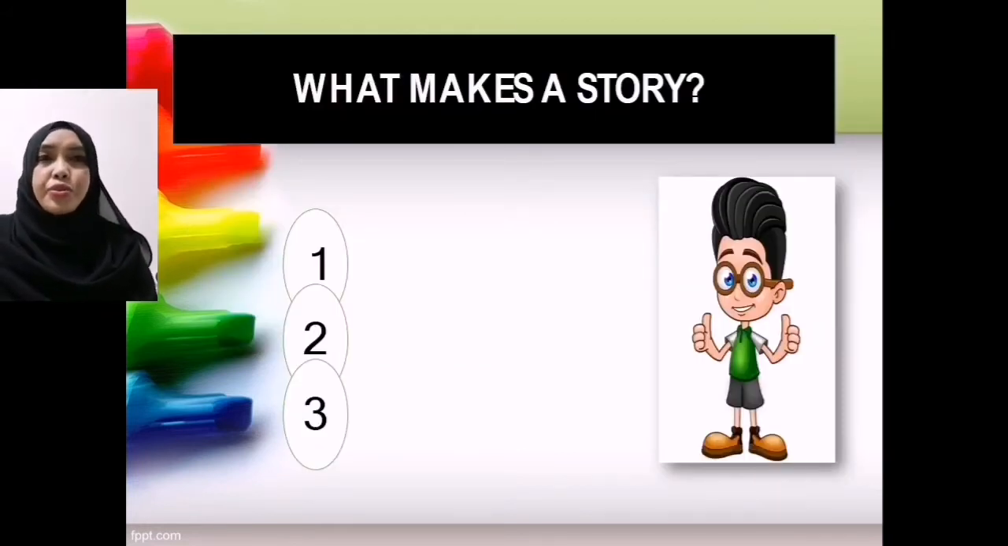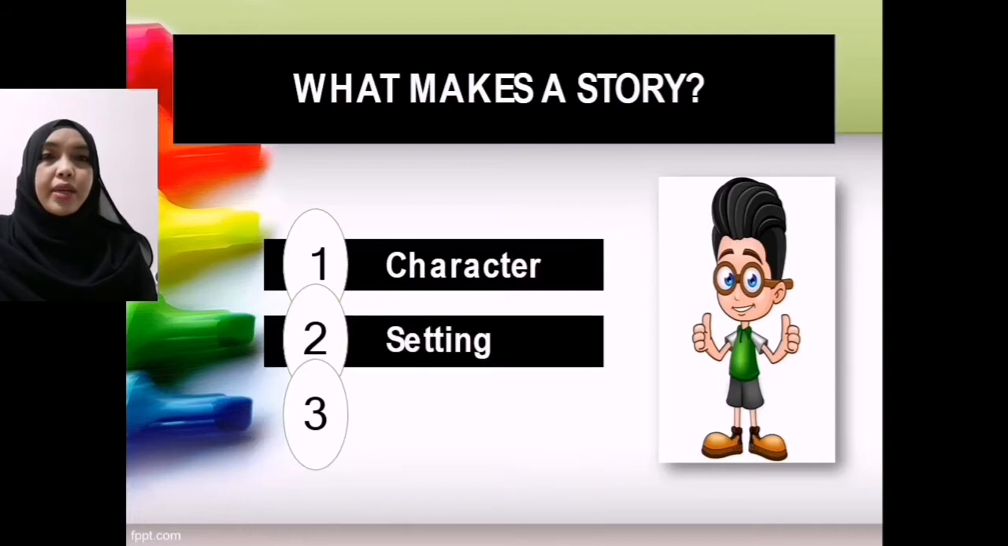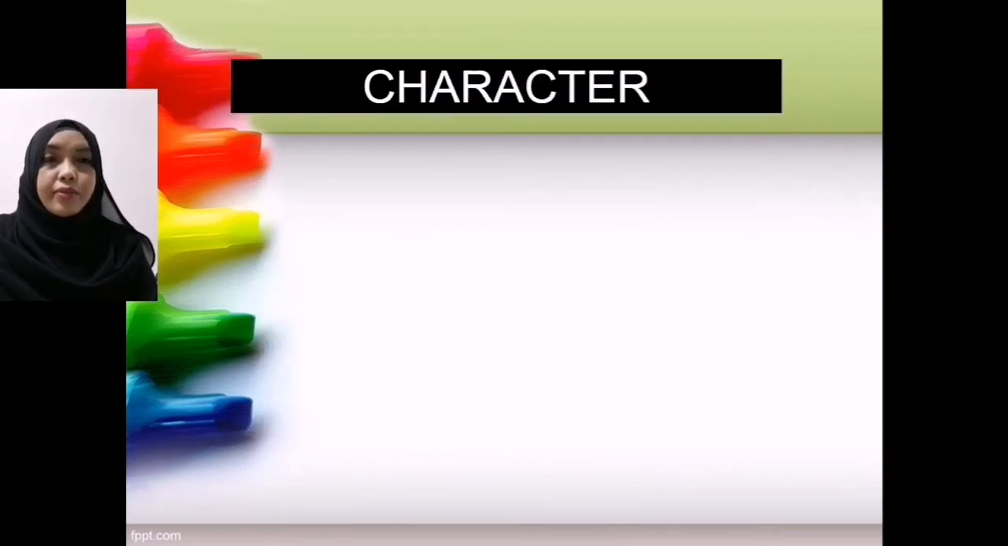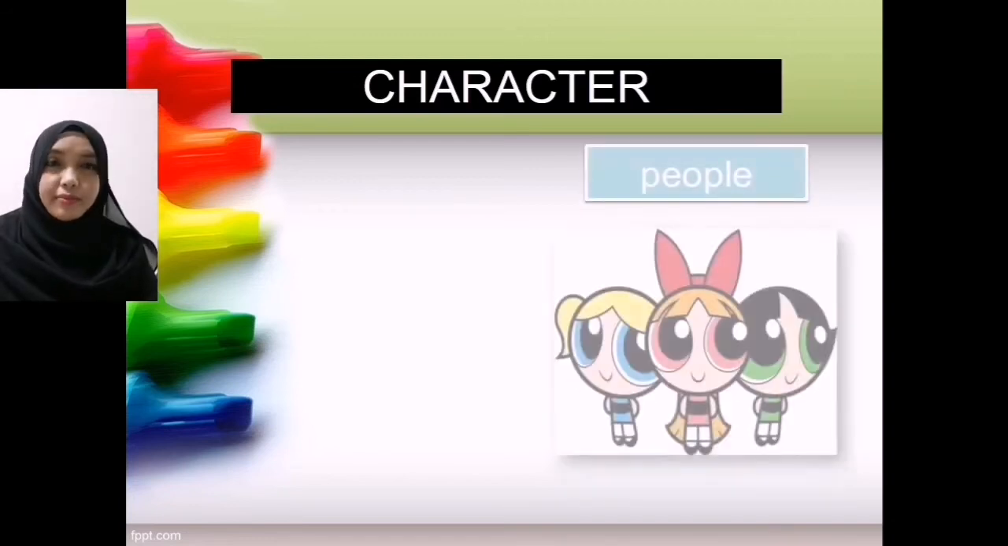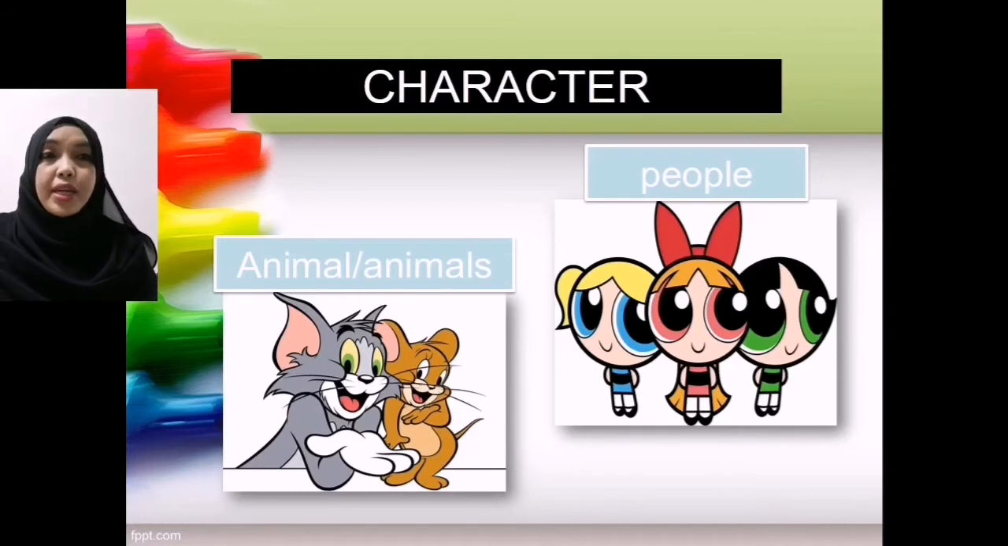Before that, I would like to introduce what makes a story. There are three components in making a story. Number one, character. Number two, setting. And number three, plot. The characters are divided into two components. Number one, people. Number two, animal or animals. Can you give me an example of people? Can you give me an example of animals? Just list two for each component.